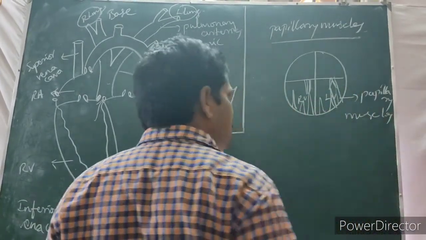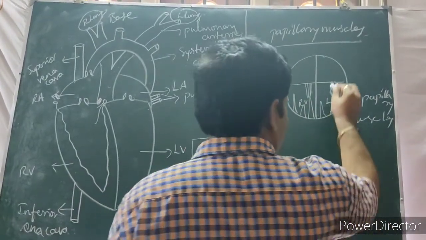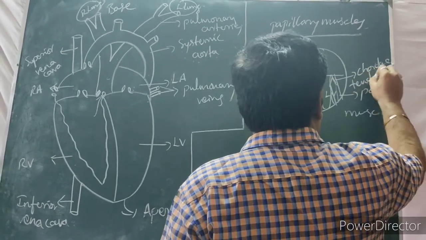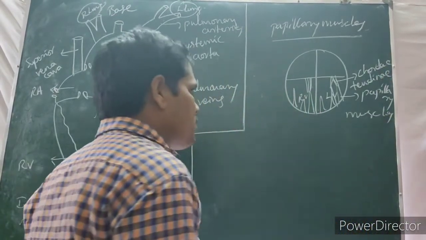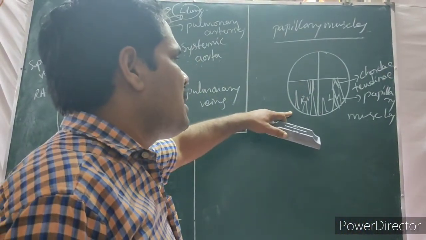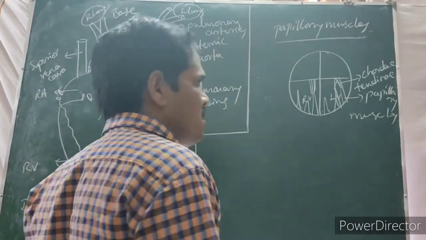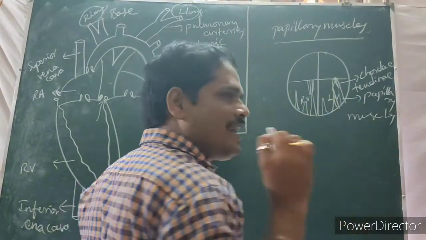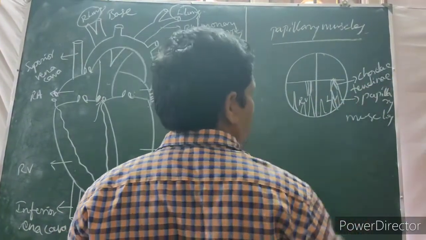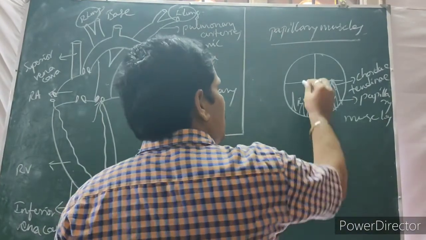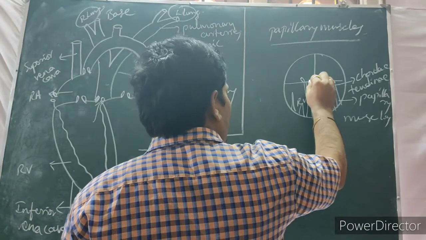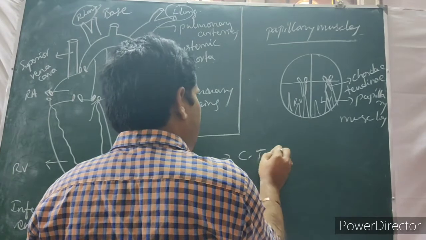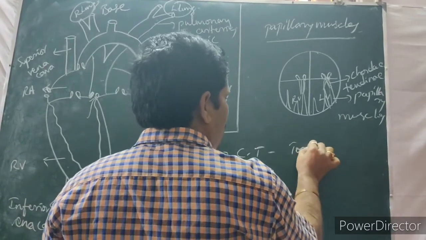At the tip of the papillary muscles, thread-like tendons are there. Those are called chordae tendineae. The muscles arising from the inner wall of the ventricles are called papillary muscles. What is the use of these chordae tendineae? They regulate the valves.